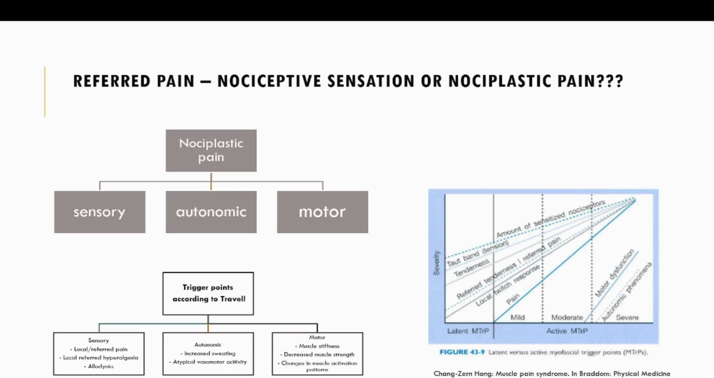As shown in the diagram, trigger points described by Travell and Simons can produce referred pain patterns involving all three domains: sensory, autonomic, and motor. Taken together, these findings suggest that referred pain, especially when persistent, may not be purely nociceptive in nature, and some subtypes of the nociplastic mechanism can be considered.